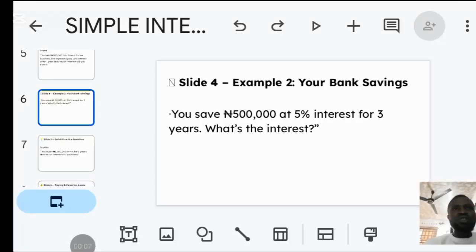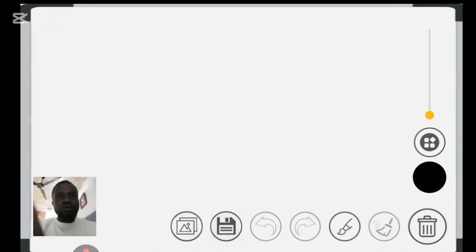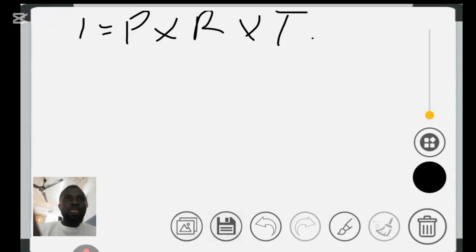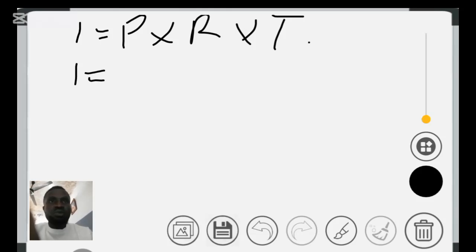Now imagine you save 500,000 in a bank for 3 years, and the bank offers 5% interest. Calculate it. First of all, you write your formula: interest is equal to principal times rate times time. Then the next step is to input the number each letter represents. So our interest is equal to, P represents 500,000.